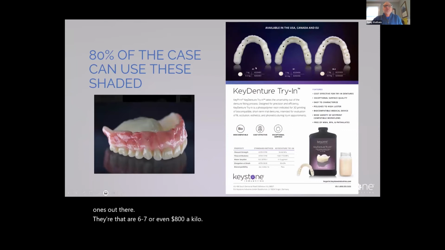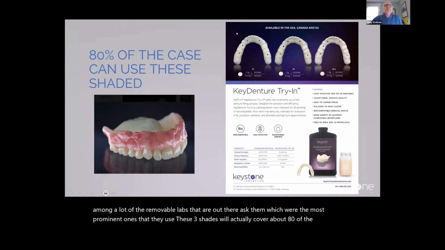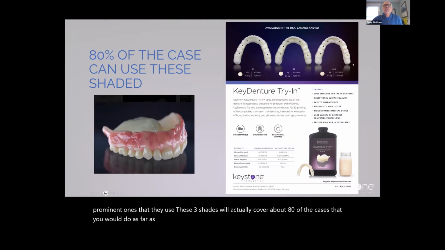The material comes in 3 formulas: A1, B1, and BL4. If we did a survey among a lot of the removable labs out there and asked which were the most prominent shades they use, these 3 shades will cover about 80% of the cases you would do as far as a try-in. It really does offer opportunities for both the laboratory and the doctor to win the approval of the patients that are using this.